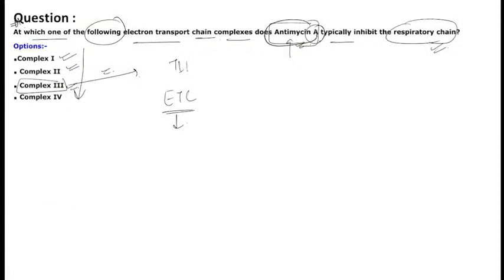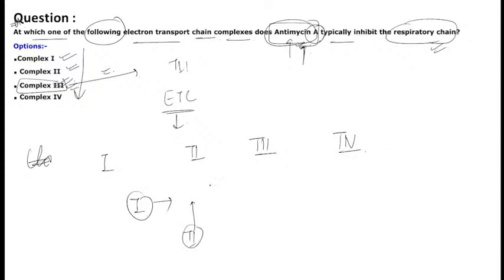Antimycin A inhibits complex number 3. So we have 4 complexes when you look into the electron transport chain. First is complex 1, then you have complex 2, complex 3 and complex 4. They are not in a linear chain. You have complex 1 and complex 2. They both would be donating the electrons to the next one. Then it is transported to complex 3 and complex 4. We are not going into the details of this thing. Just remember about the various inhibitors.